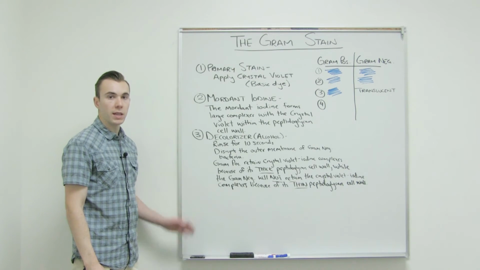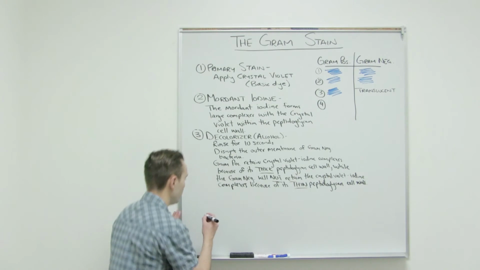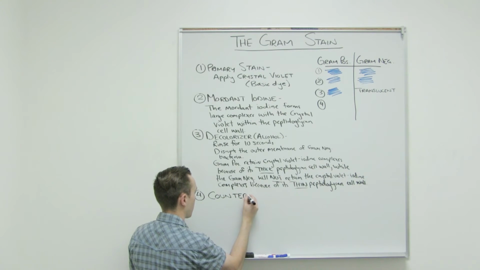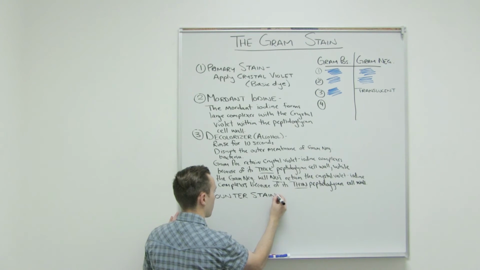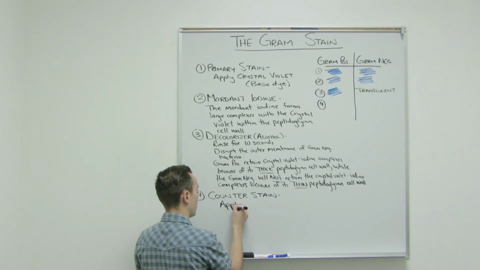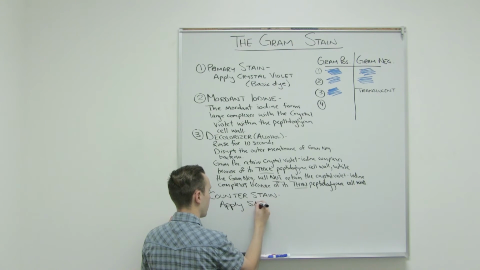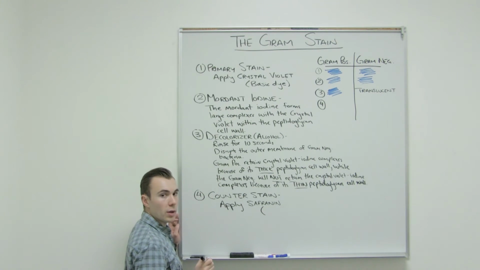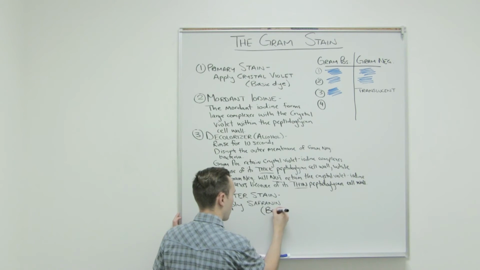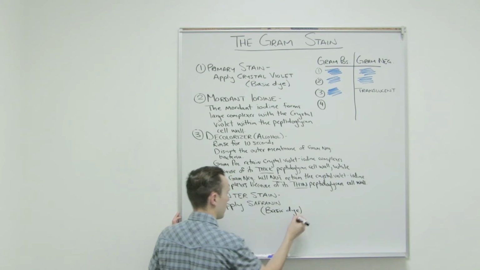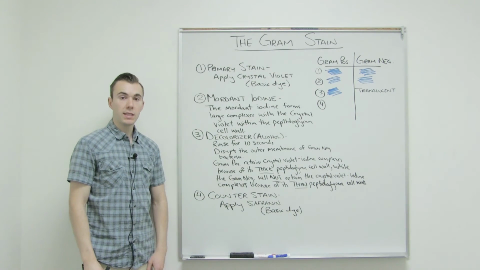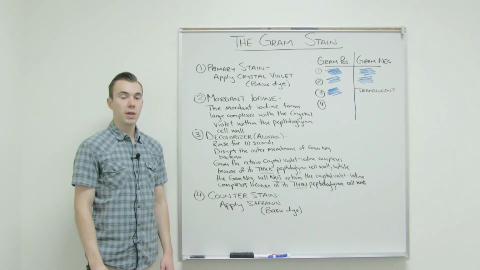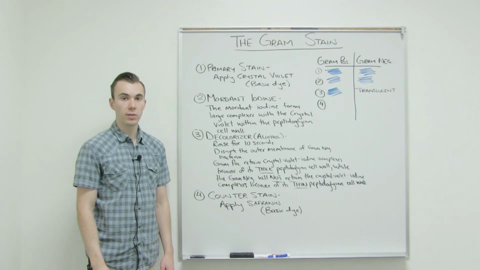The last step of the gram stain is going to be the counter stain. And in the counter stain, you're going to apply safranin. Safranin is also a basic dye. If safranin is a basic dye, does it have a positive or negative charge? It has a positive charge because, again, it needs to stain the microbe and the cell wall is negatively charged.